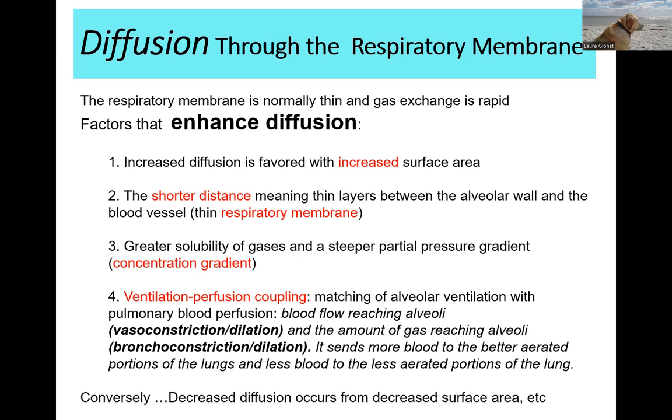So we want to be able to maintain all our appropriate alveoli, so we maximize our surface area and we increase diffusion. Okay, the shorter the distance between the layers, between the alveolar wall and the blood vessel wall, a thin respiratory membrane. Look, things diffuse much faster when they're close together, and the thickness they have to pass through is really, really thin.